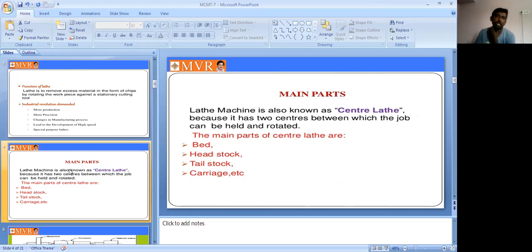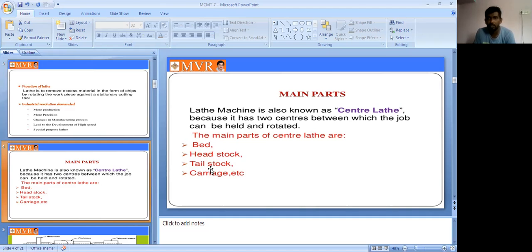So the lathe machine is also known as the center lathe because it has two centers between which the job can be held and rotated. The major parts of the lathe machine are the bed, headstock, tailstock, and carriage.